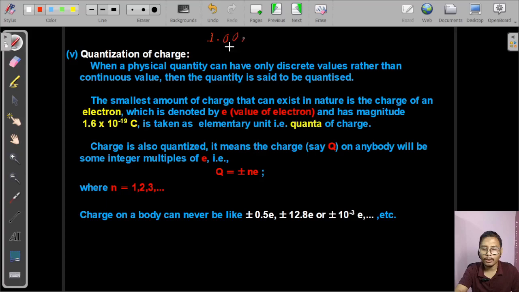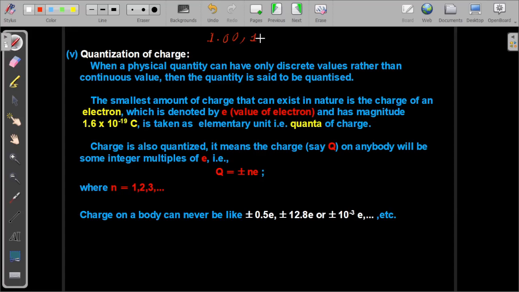After 1, what number will come? 1.01, right? After that 1.02. After that 1.03, right? In this way you will get 1.99, then 2.00, 2.01. In this way you will be getting numbers continuously.